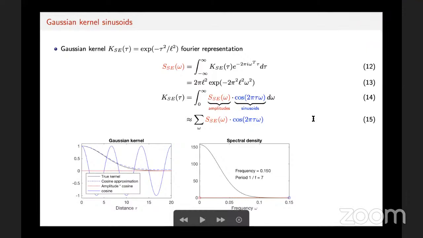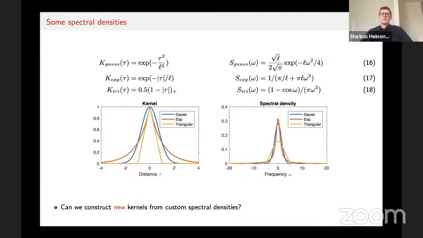Okay, let's go forward. Here I have visualized the spectral densities of some kernel types: the Gaussian kernel, exponential kernel, and triangular kernel. All of these have known, closed form spectral densities, visualized here. This is theoretically quite interesting, but it doesn't really give us a mechanism to build new kernels. We are really interested in whether, given a custom spectral density, we can construct a new kernel. So let's start looking at that.